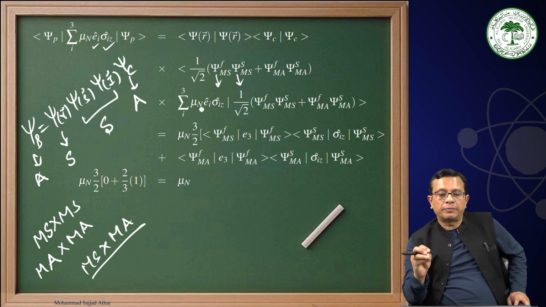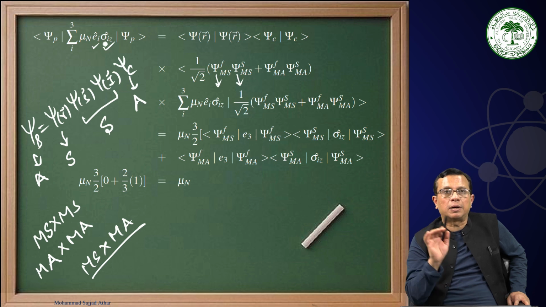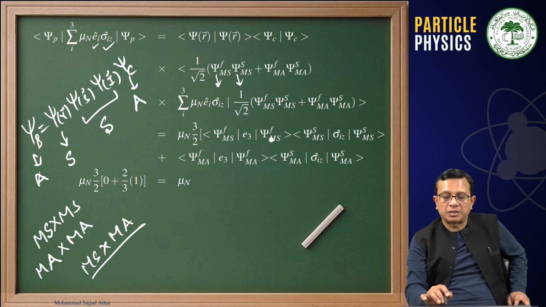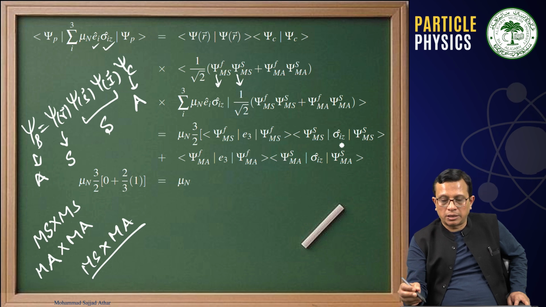Then again here we have 3 e3 sigma 3z. The 3 we will take out. e3 will operate on the flavor wave function. Sigma 3 will operate on the spin wave function. Either I write sigma 3 or I write the z, that is one and the same.